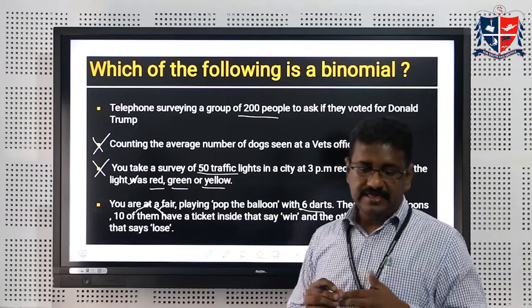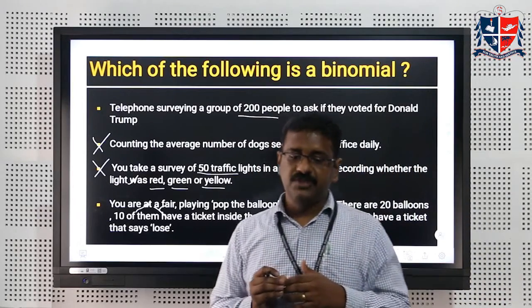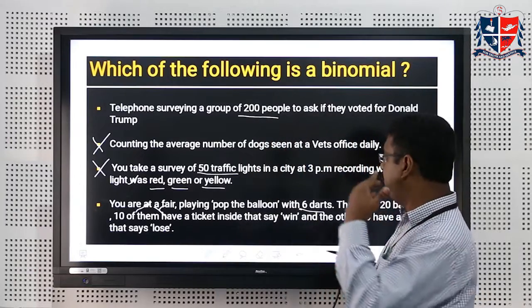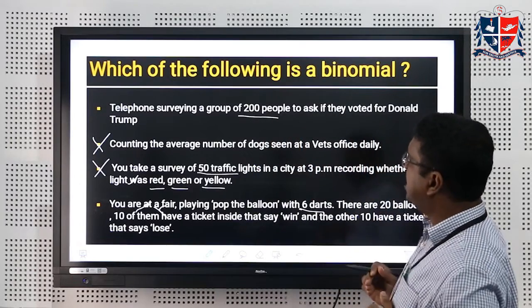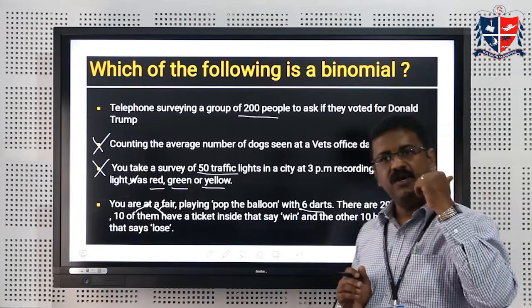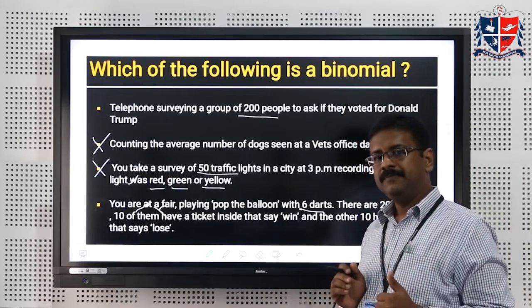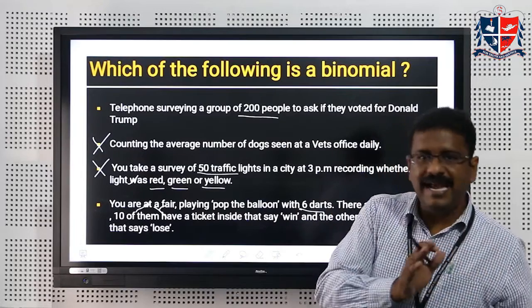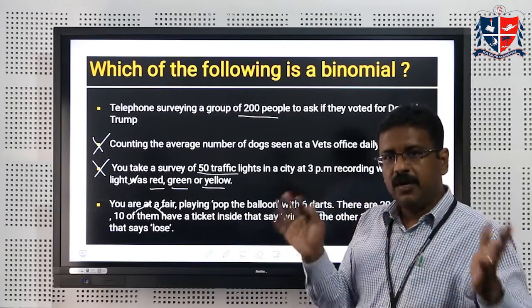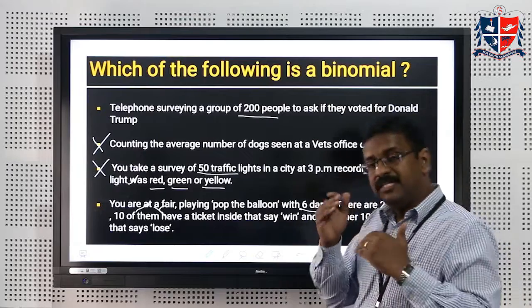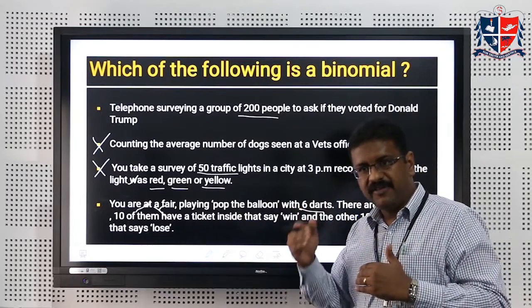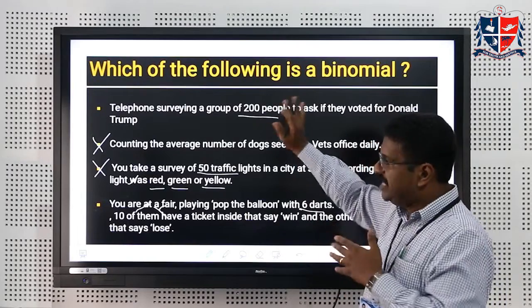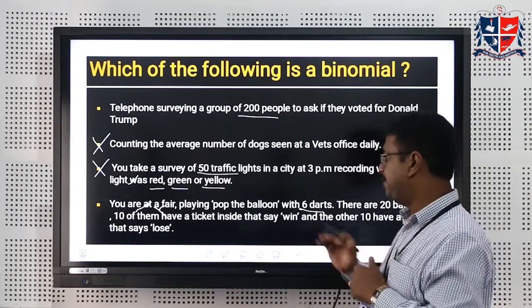The next thing is, each observation or trial is independent. When you look at the first example, even if you call the 200 people, each one's response is independent of the next person or the previous person. The response of the next person is totally independent of the previous person. So that qualifies the third criteria.